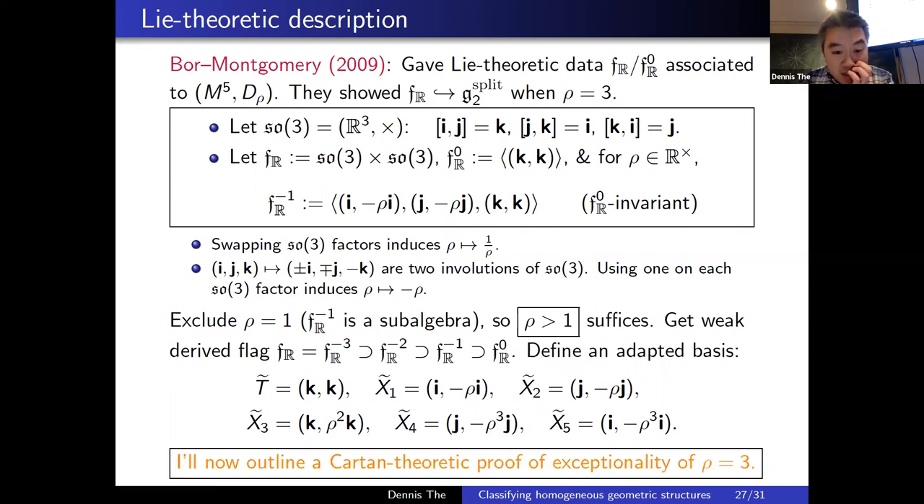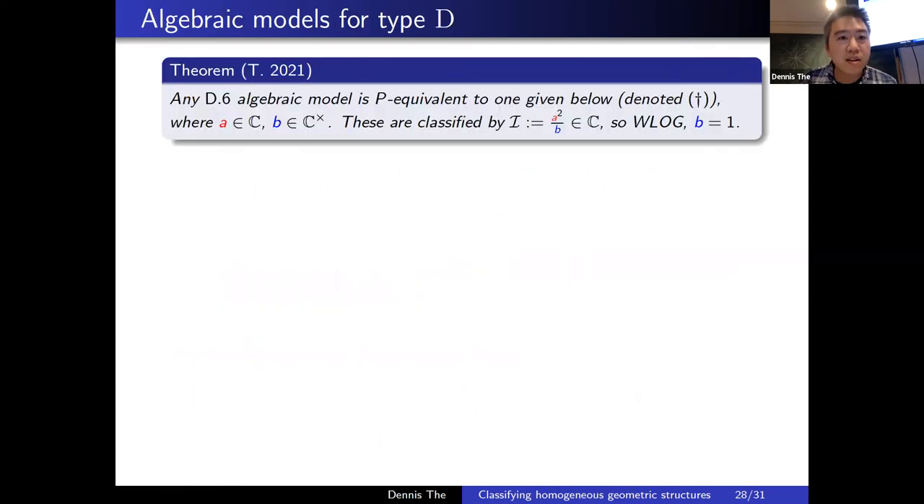So what I want to do now is give you an outline, at least, of a Cartan theoretic proof of exceptionality of the 3-1 ratio. Okay, so here's a theorem. The key to this is to go beyond rolling balls and do the classification for arbitrary D6 models. Okay, so you get to the following. Using techniques like what I've shown, any D6 algebraic model is P equivalent to one of the following given below.